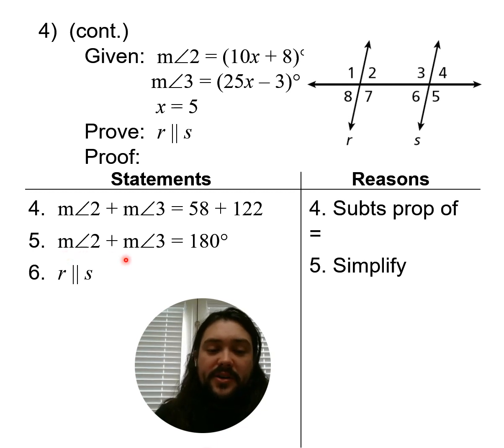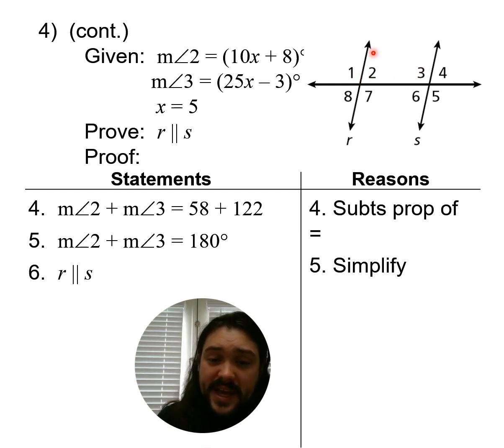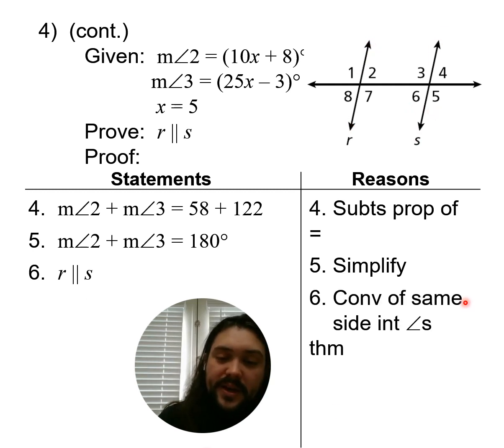So the measure of angle 2 plus the measure of angle 3 is 180 degrees. That is that relationship between 2 and 3. They are same side interior, right? Same side interior angles should add to 180 degrees if these lines are parallel. So since they add to 180 degrees, we can say that these two lines are parallel using the converse of the same side interior angles theorem.